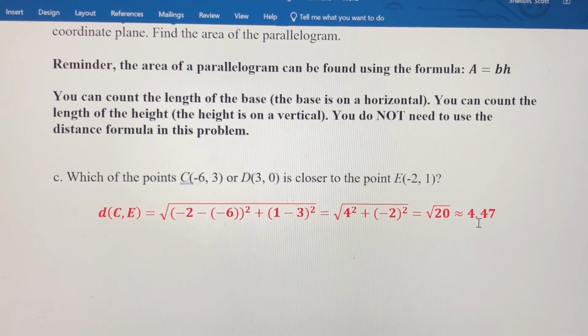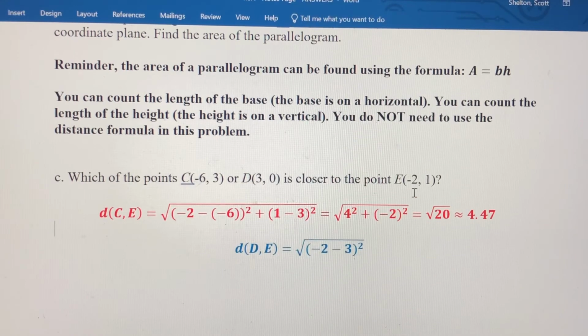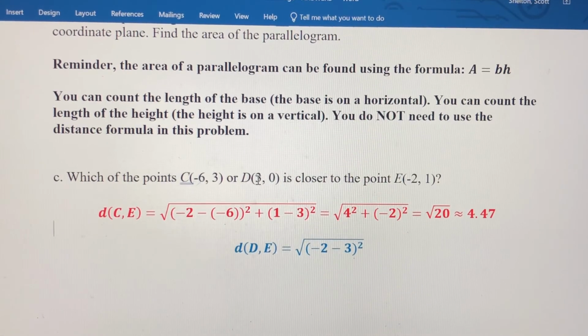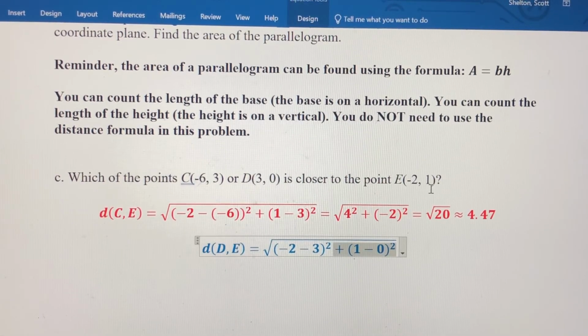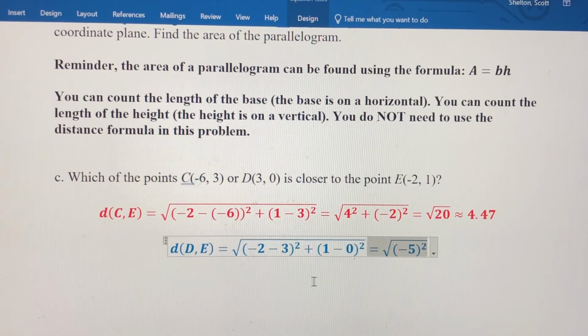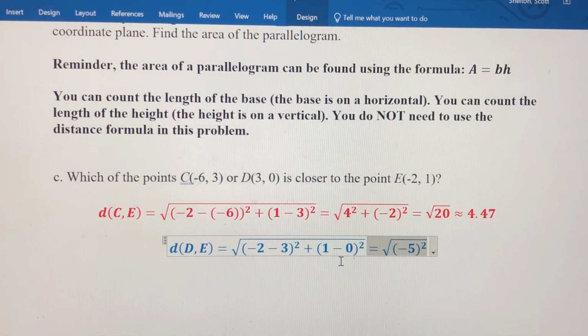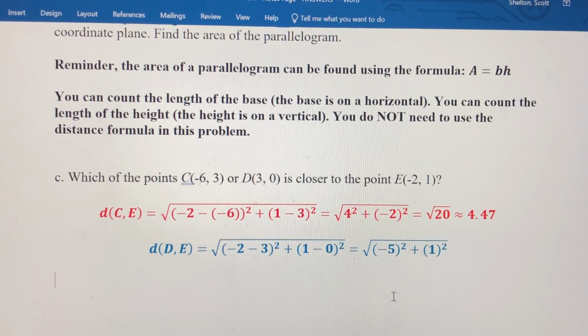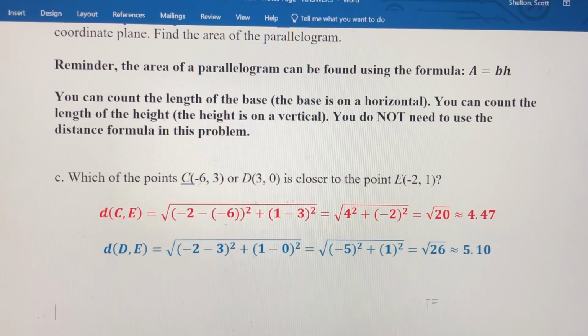Now the distance from D to E. Let's plug in our x coordinates. I've got -2 minus 3. When I plug in my y coordinates, I get 1 minus 0. So -2 minus 3 is -5 squared, and 1 minus 0 is 1 squared. -5 squared is 25, and 1 squared is 1. If I add those together, I get the square root of 26.